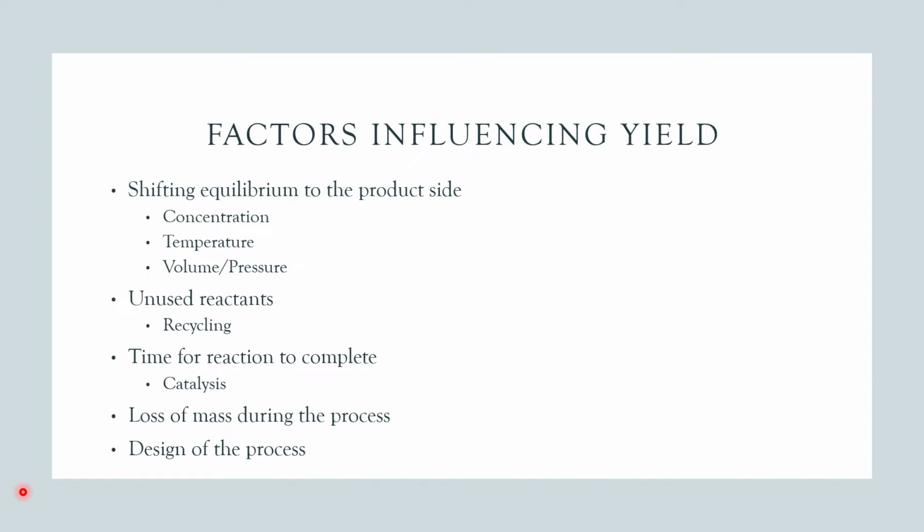So when looking at yield, there are some factors that may increase the amount of product that we make, but there may also be some factors which reduce the amount of product that's made, making it less than the theoretical maximum.